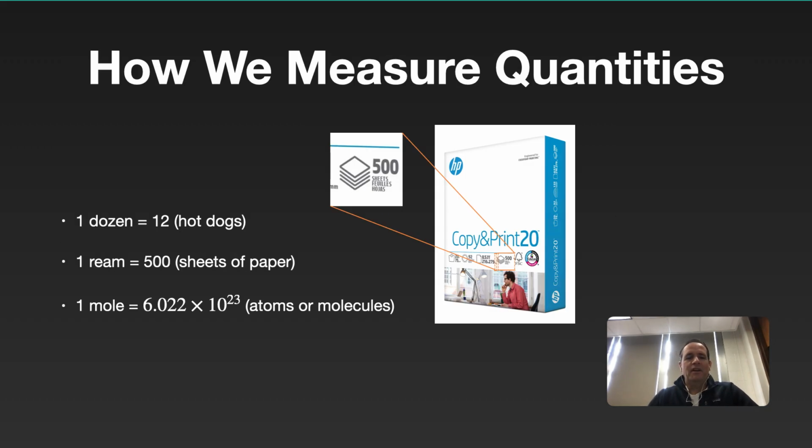Depending on the industry, they might use different names for quantities. If you're a baker, you use a dozen. If you work in the paper industry, you use a ream of 500 sheets. But atoms are so incredibly small that a dozen is useless to chemists. To handle the trillions of molecules in even a single drop of water, we need a massive unit. We call it the mole.